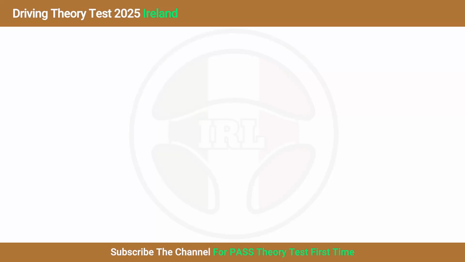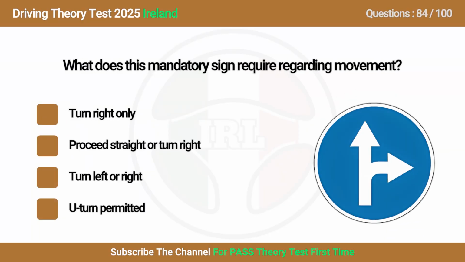Question 84. What does this mandatory sign require regarding movement? A. Turn right only. B. Proceed straight or turn right. C. Turn left or right. D. U-turn permitted.